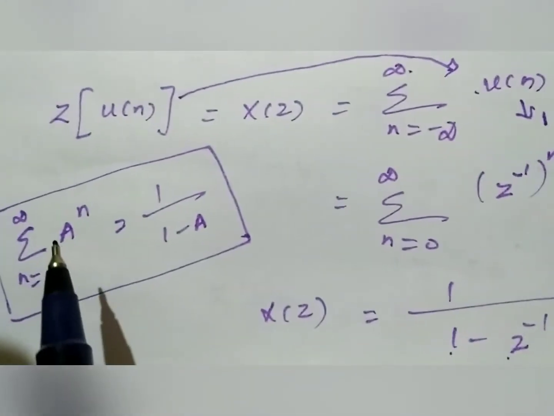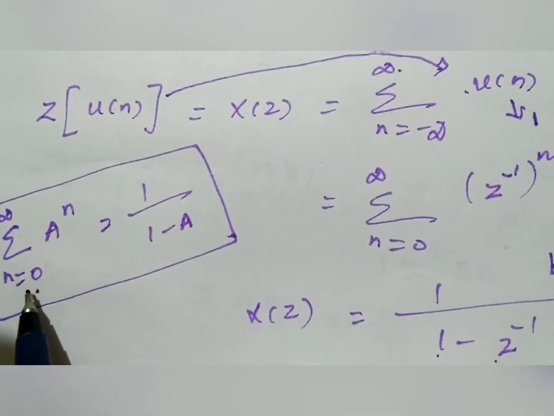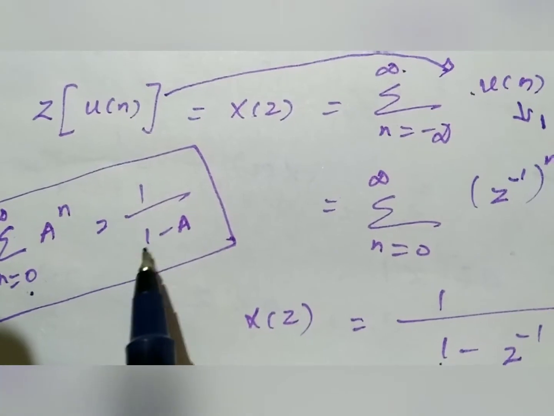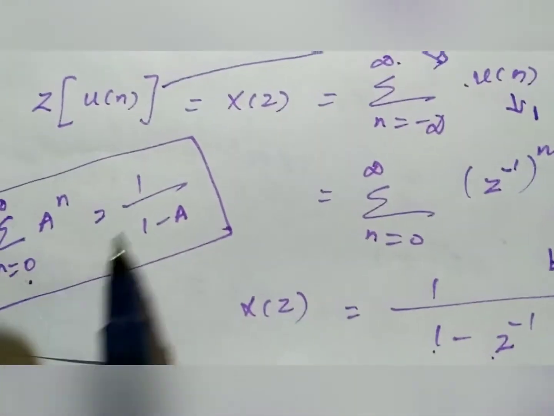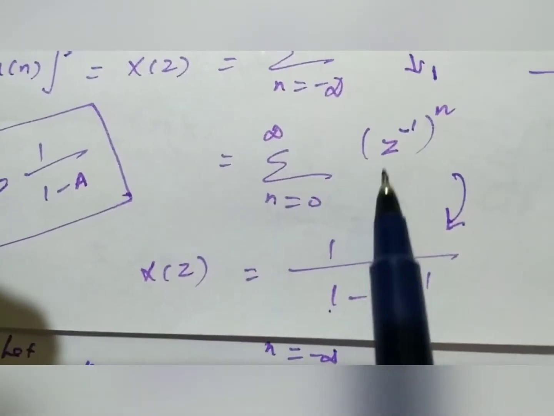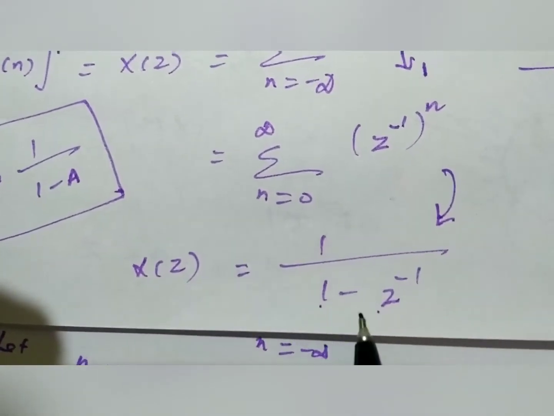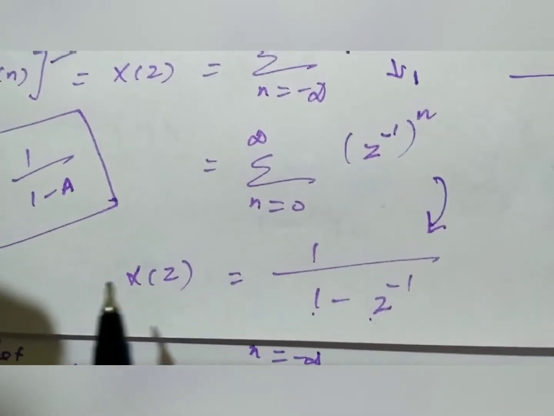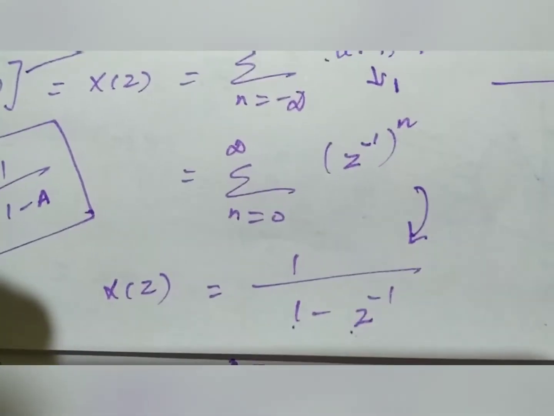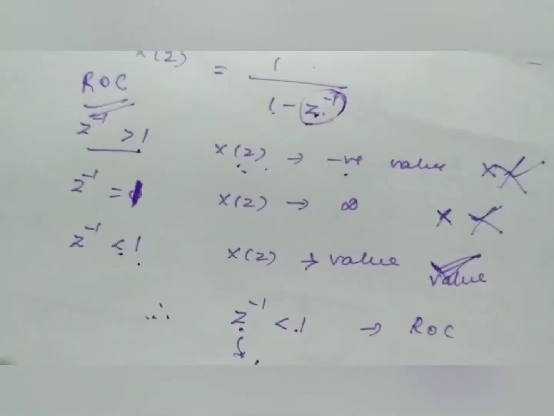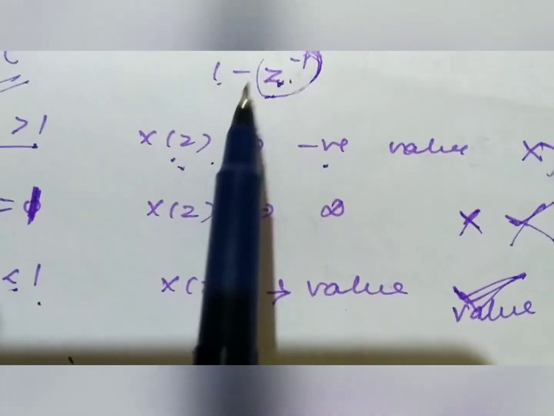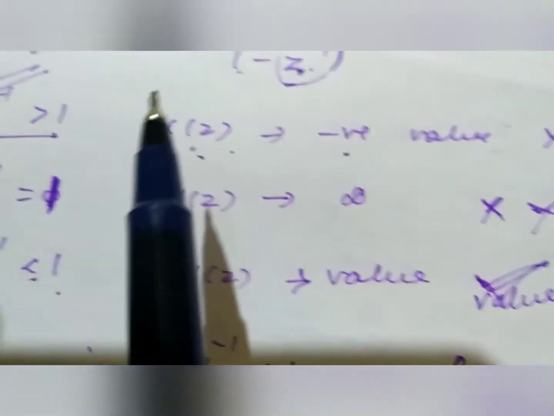Using the mathematical series, the sum from n equals 0 to infinity of a power n can be written as 1 by 1 minus a. Applying this formula, the summation reduces to 1 divided by 1 minus Z power minus 1. So X of Z is equal to 1 upon 1 minus Z inverse.